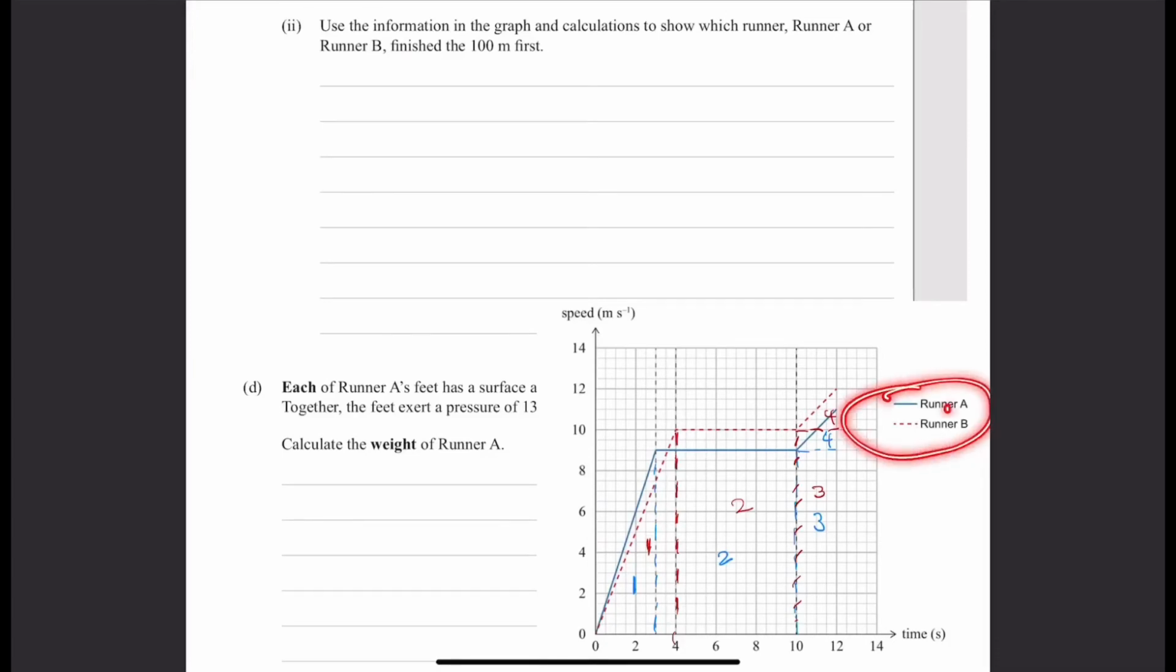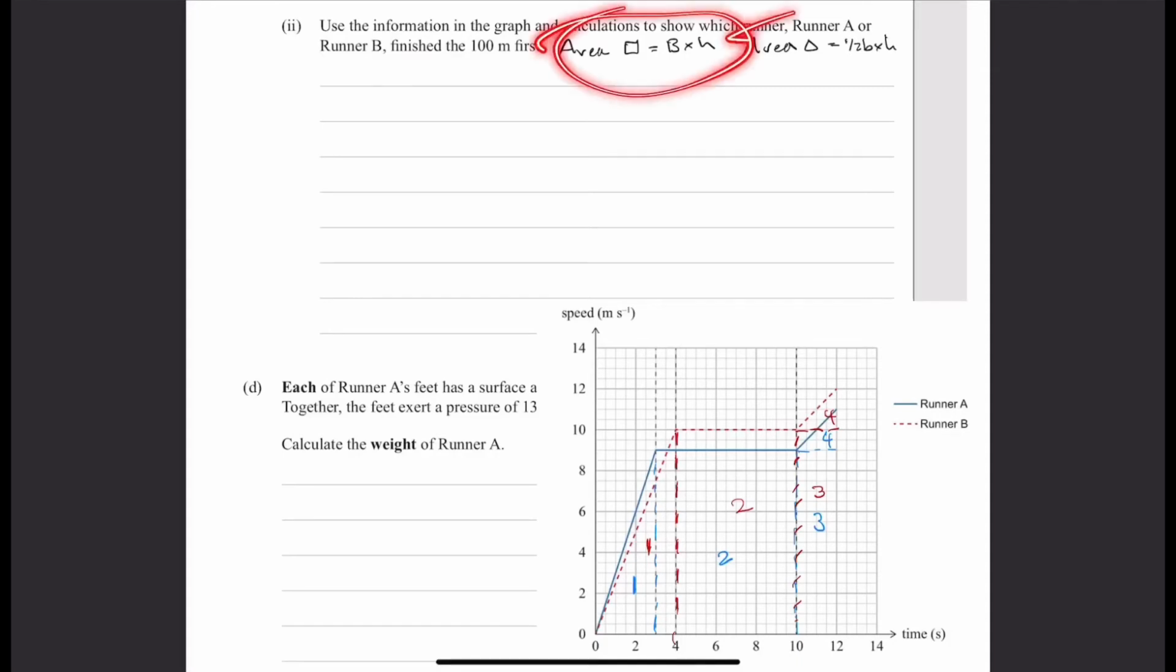I'm going to start with runner A, and then I'm going to move on to runner B, keeping my work as separate as possible. I'm also going to make a quick note that the area of a square equals base times height, and the area of a triangle equals half base times height. Just so I don't make any silly calculations, and to remind you that this is how we actually calculate these things.